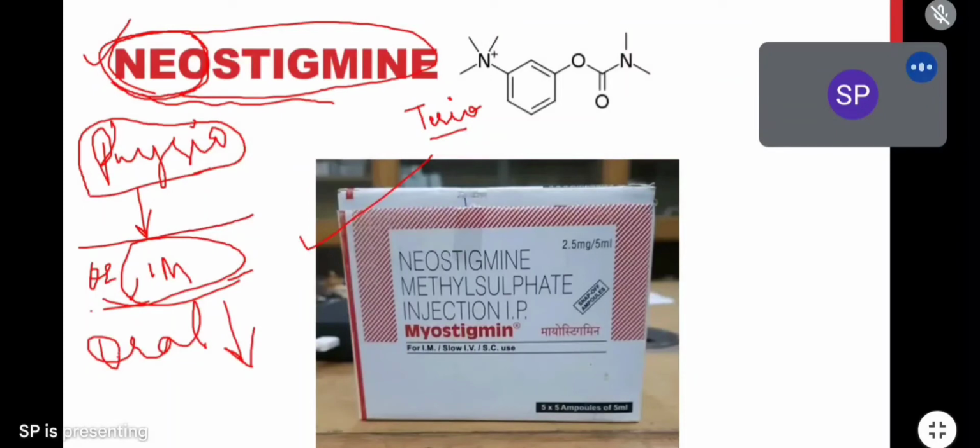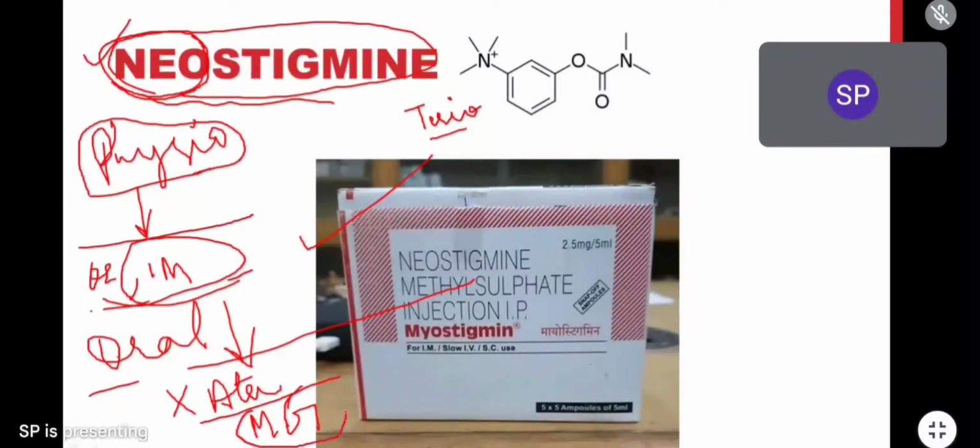See, a very important point about neostigmine: it is not suggested for atropine poisoning, but it is the drug of choice for myasthenia gravis. Let me repeat the point. Neostigmine is not the drug of choice for atropine, but it is the drug of choice for myasthenia gravis. There are better drugs now for myasthenia gravis, but as of now it is the drug of choice in myasthenia gravis. Why is it used for myasthenia gravis?